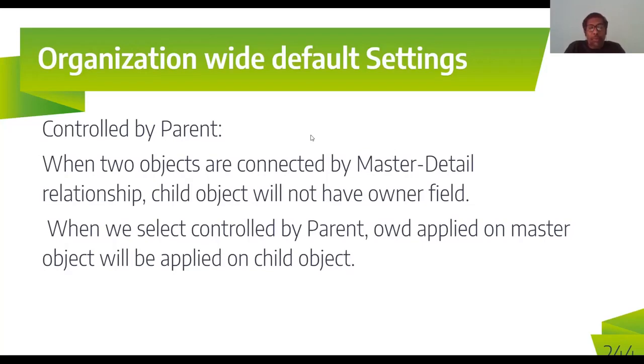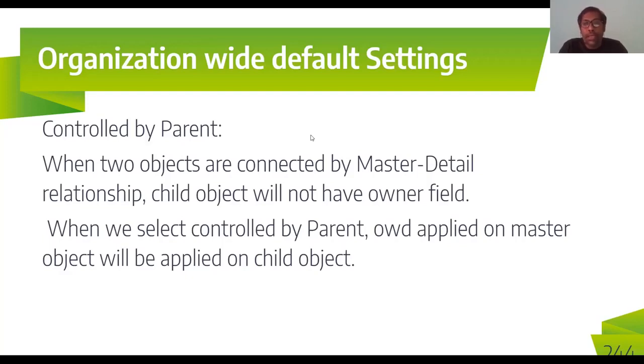The master object will be applied to the child object too. That is what we call controlled by parent. The child record will be controlled by the owner of the parent, but there will not be any owner for the child record, right? When it comes to control by the parent.